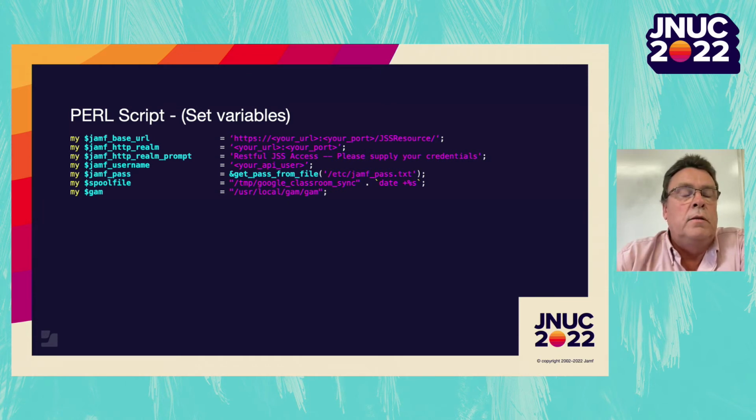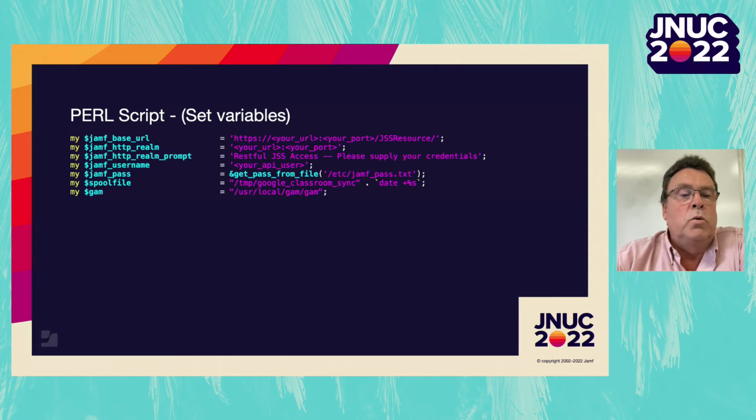The first one is the URL of my Jamf Pro server. Then the next 2 are used by the HTTP module to talk to the Jamf Pro server. Then I have my Jamf API username, which I put right in the script. Then I have a little subroutine that reads that user's password from a file stored in etc. That file is only readable by root and is very well protected, so that someone without root access to this Linux server can't get to that password.